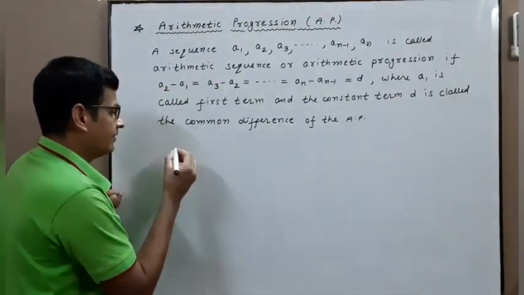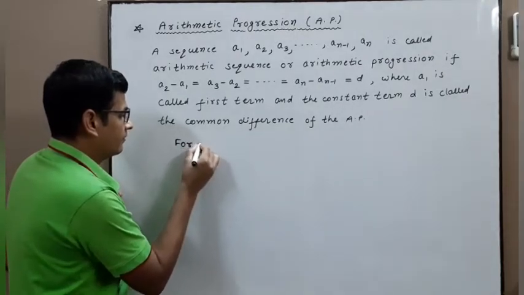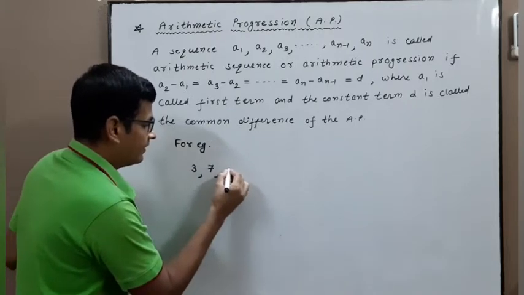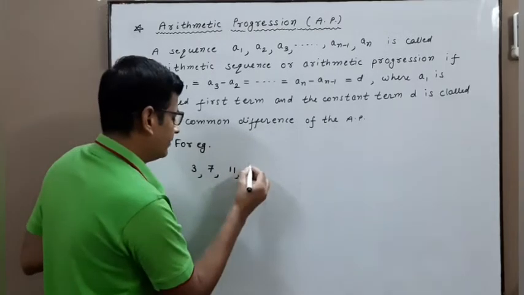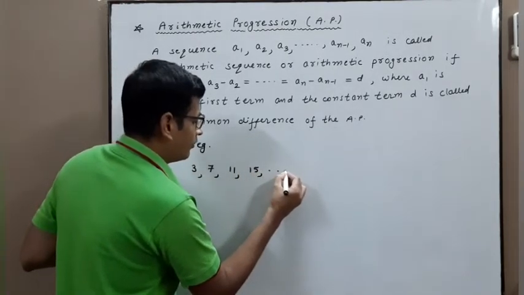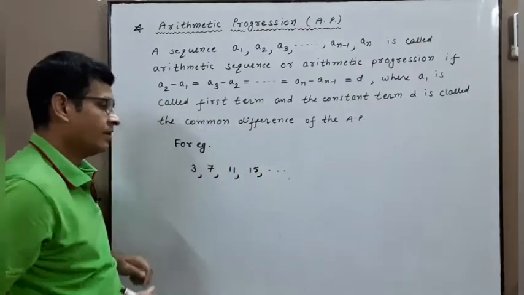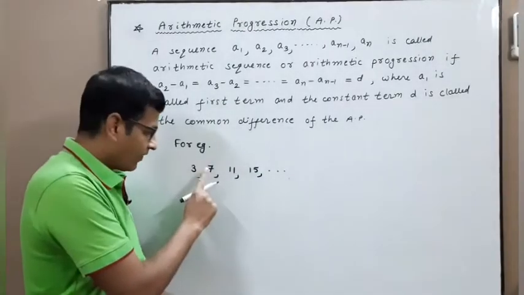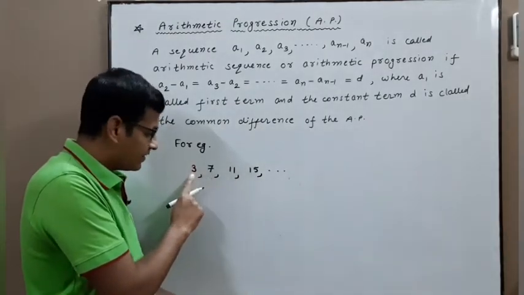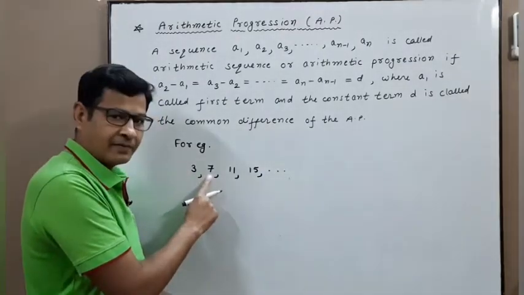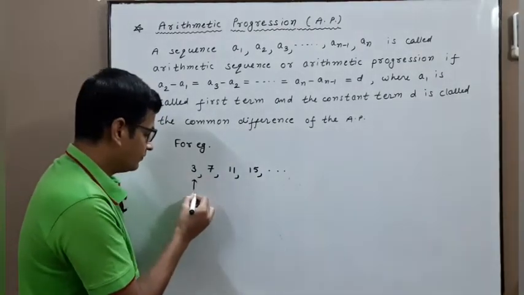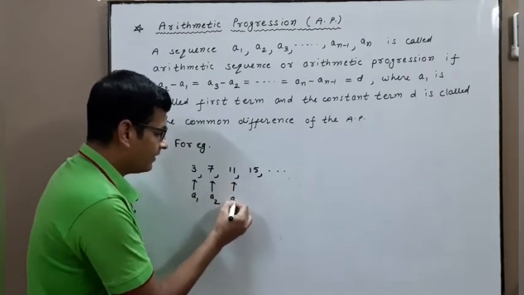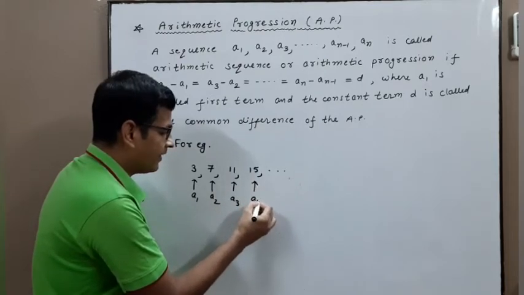For example, 3, 7, 11, 15, ... Now this is a sequence whose first term is 3, second term is 7. First term is denoted by A1, second term is denoted by A2, third term is denoted by A3, fourth term is denoted by A4 and so on.